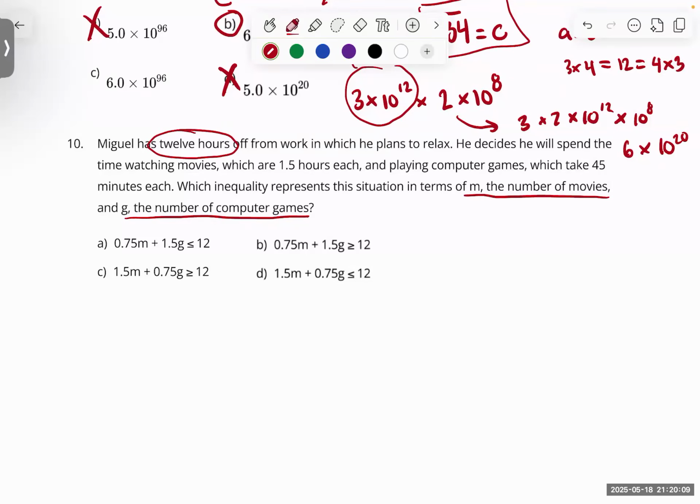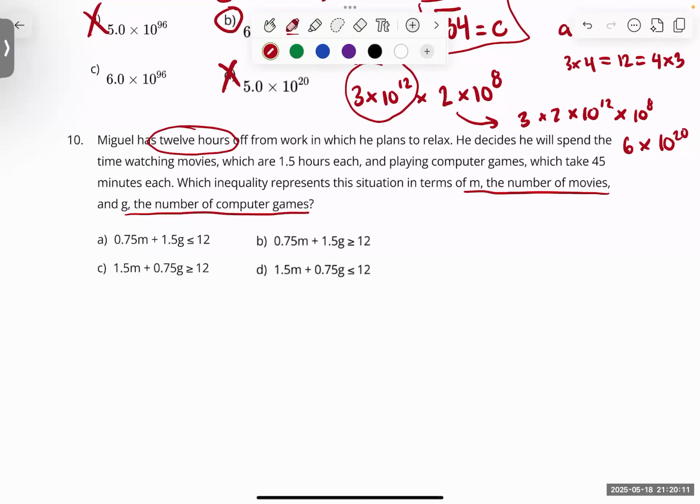And he decides to spend his time watching movies, which are 1.5 hours each. So that each indicates we're taking 1.5 and multiplying it by the number of movies, M. So we have 1.5 M. M can be any number. It can be 2 movies. It can be a million movies. Whatever M is, that's the variable that has been assigned. So 1.5 M. Okay. That means let's go ahead and eliminate some answer choices.